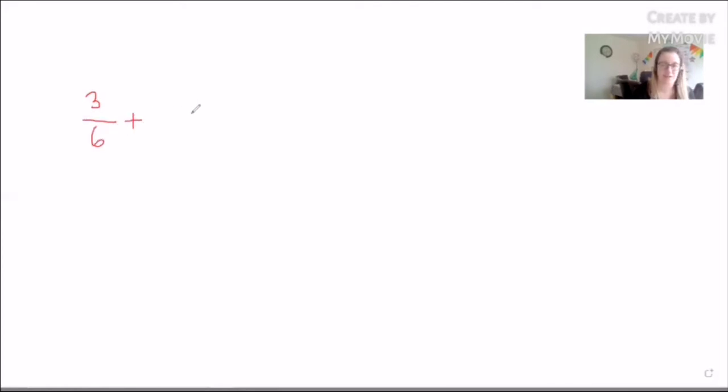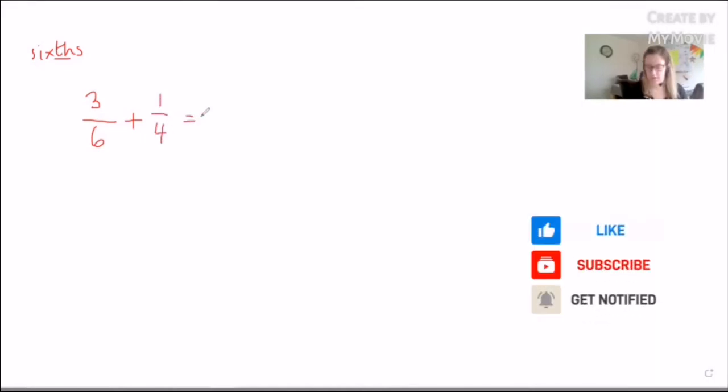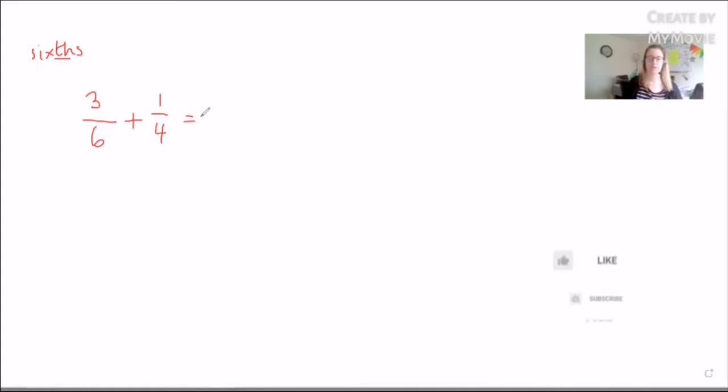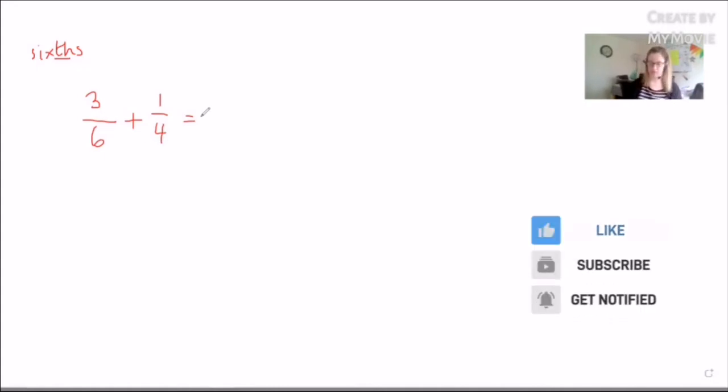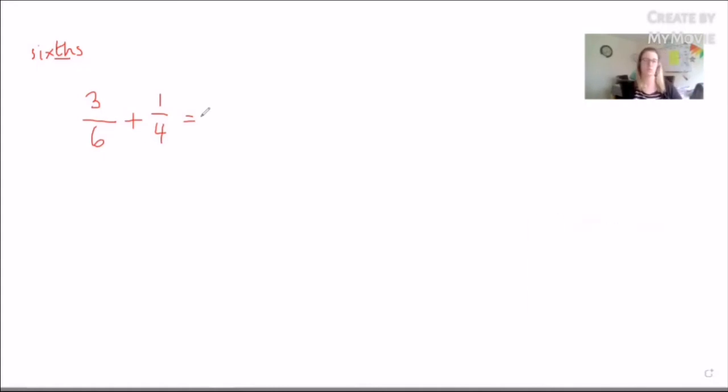Let's write that down because it's a bit of a tricky word, isn't it? Sixths, what a mouthful. 3/6 plus 1/4. Now, this is where we need to stop and think, what do we need to do? Because we've got mixed denominators, we've got to change them to make them the same. The reason is that the fractions won't add up properly if we don't. We can't add sixths and quarters.